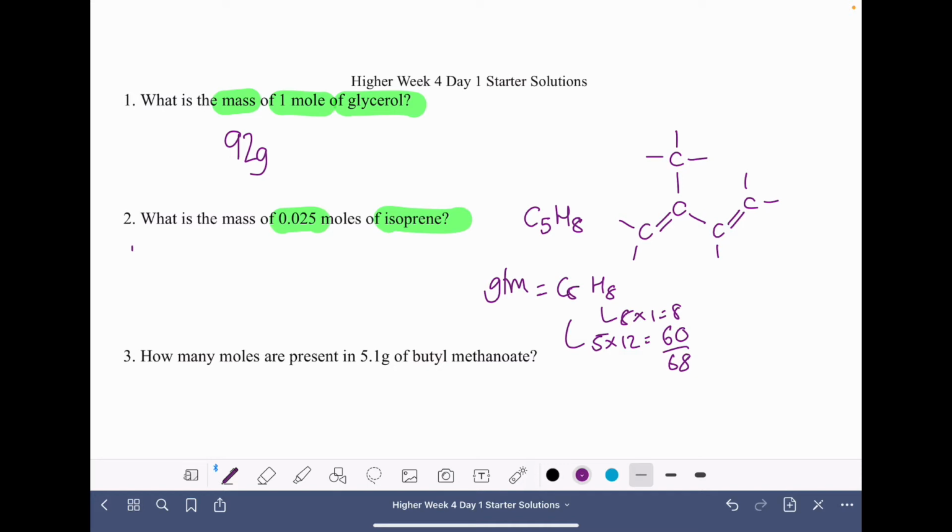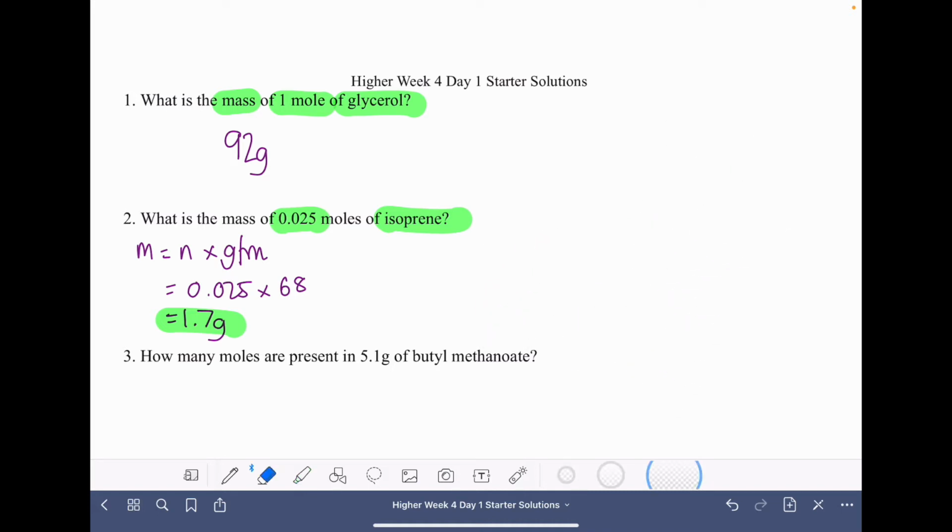So if we do mass as number of moles multiplied by the gram formula mass, 0.025 multiplied by 68 is 1.7 grams, and that is our final answer for this one.